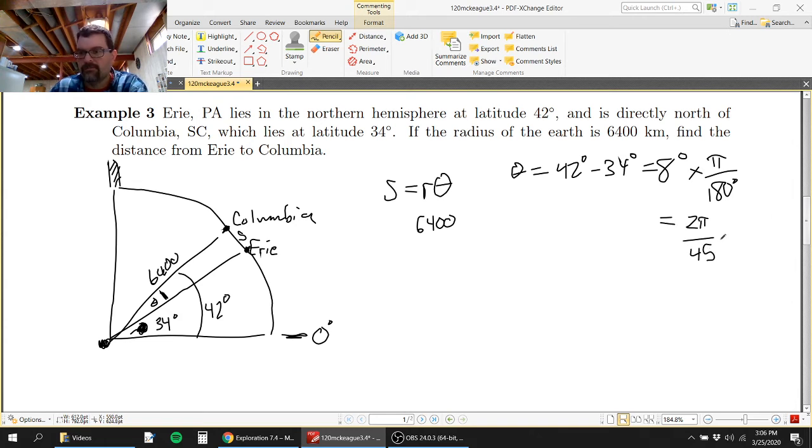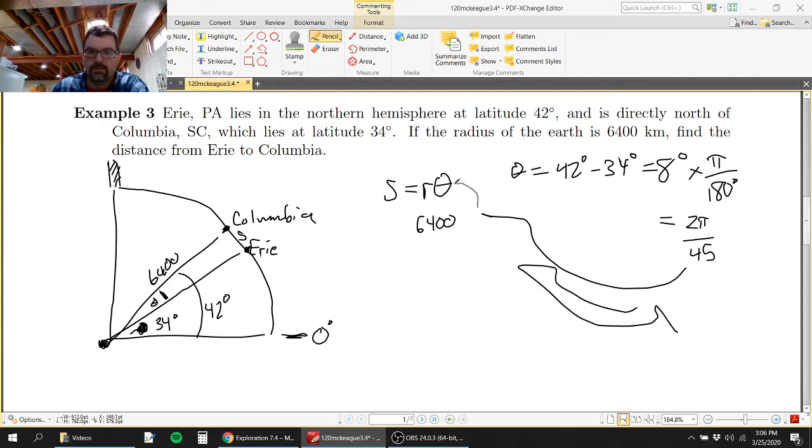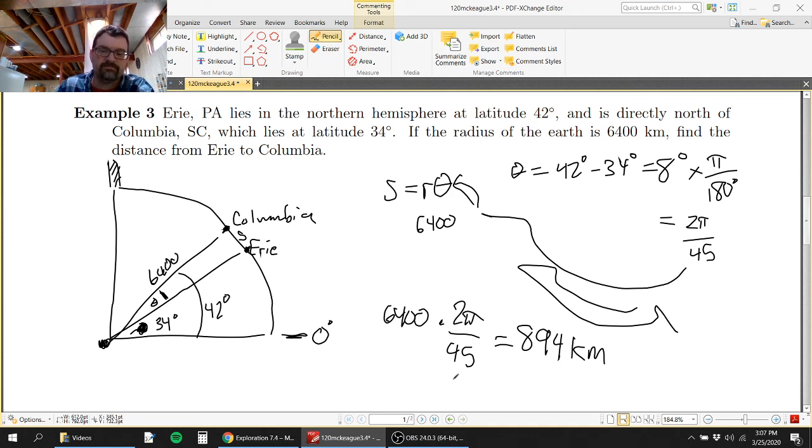You can cancel a 4 out of 8 and 180. Get 2 pi over 45. So that would go in for theta. So 6,400 times 2 pi over 45. And if we punch that out to the nearest kilometer, 894. Now that only works for two cities that are directly north and south of each other.